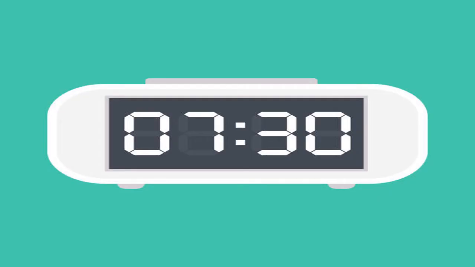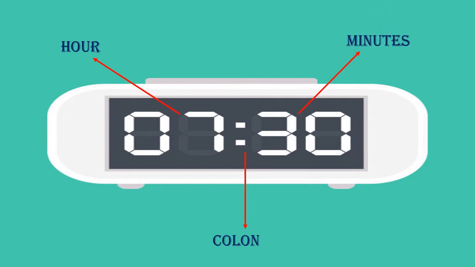A digital clock does not have hands. It shows the time with numbers separated by a colon. See, this is a colon. The number on the left side of the colon is the hour and the number on the right side of the colon is the minute.